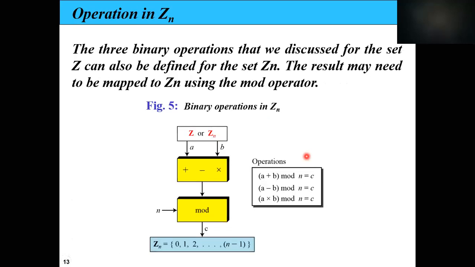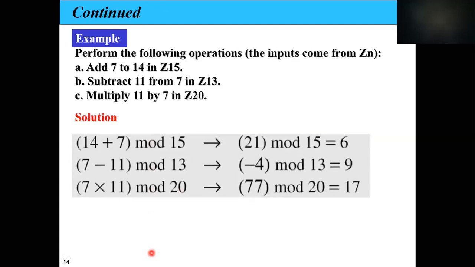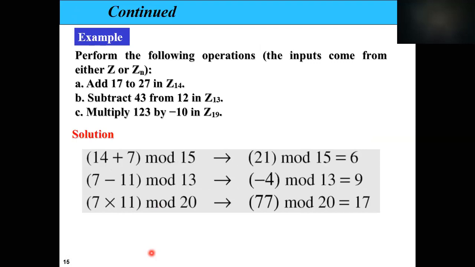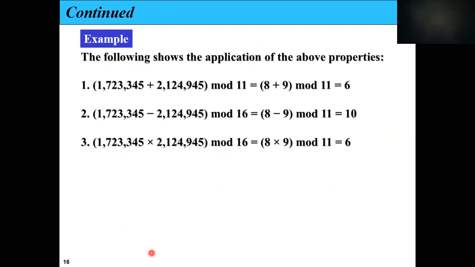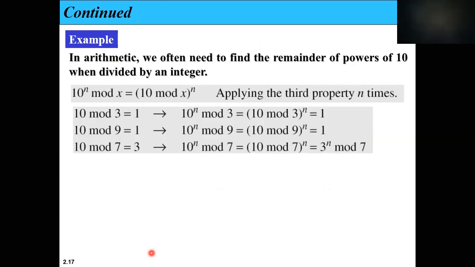So these are some binary operations: if you take two elements, operate some binary operation and take the modulus, then you will get a set of modulo classes like this one. These are very simple examples. You can go through this example. Similarly, this one. This is a very good example.